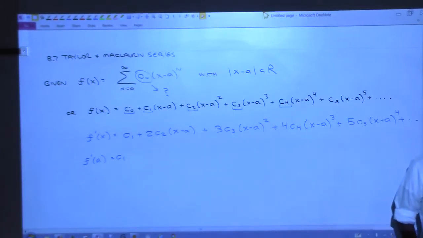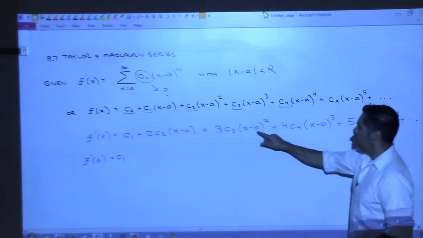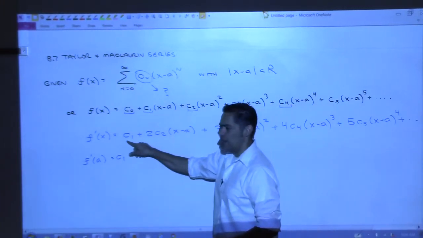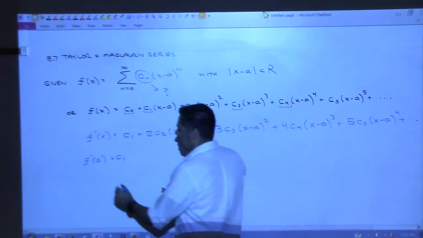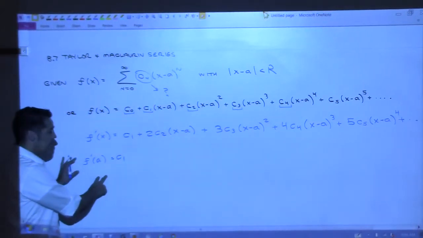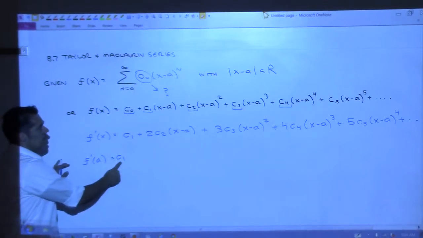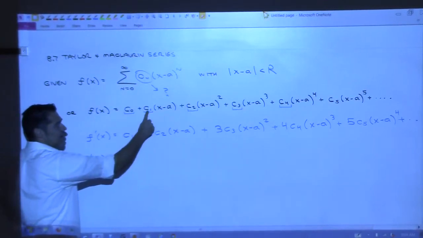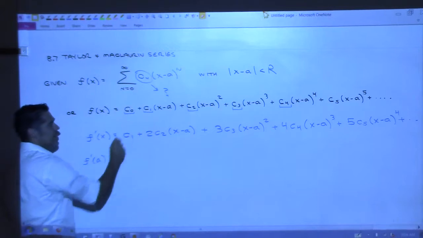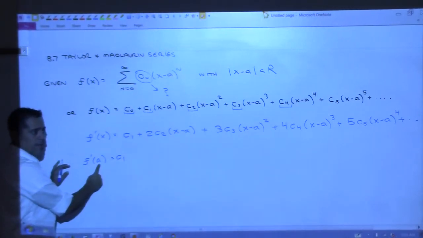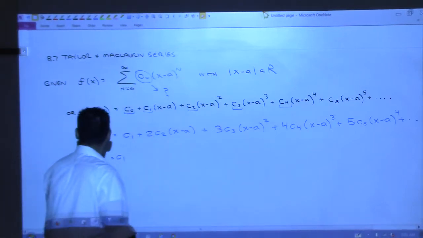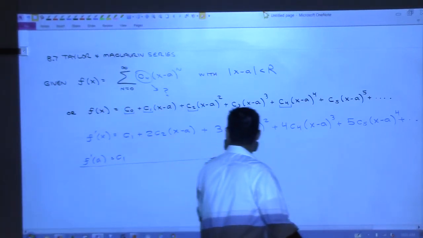You all with me? Because this is going to be what? Like if I plug a in here, 0, 0, 0, 0, all that's left is that constant. Okay? Let's just put this on the back burner for now. C sub 1. So this right here is the derivative of the function evaluated at a, right? Okay. Now, let's take the second derivative.